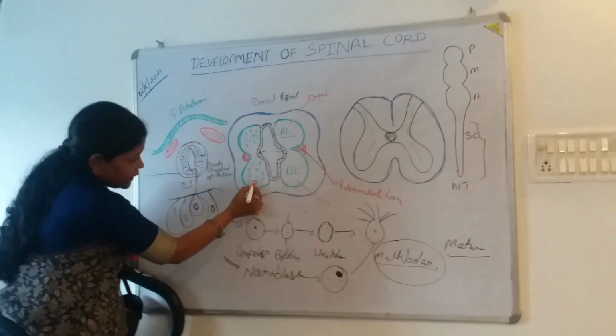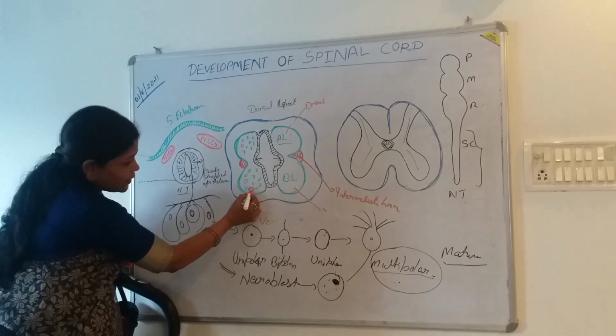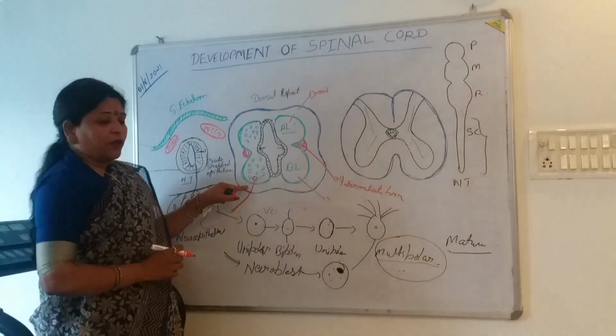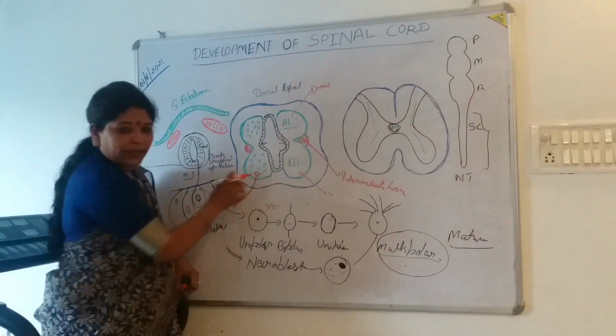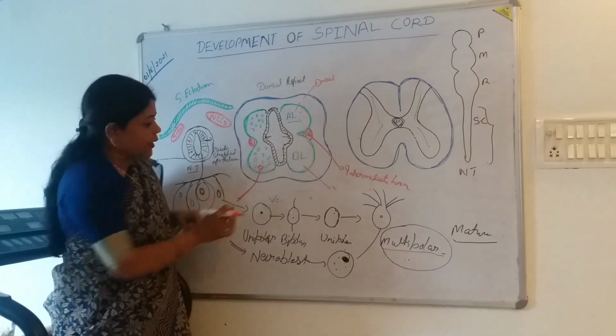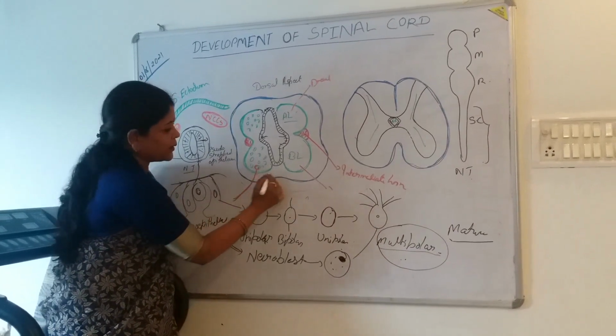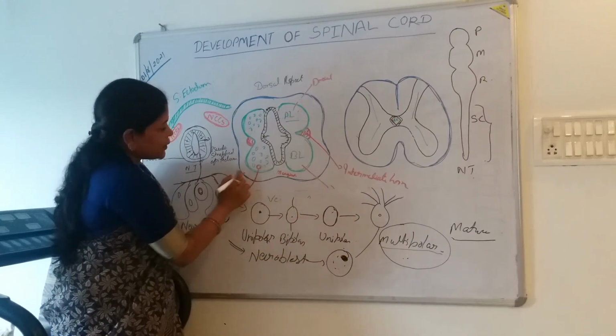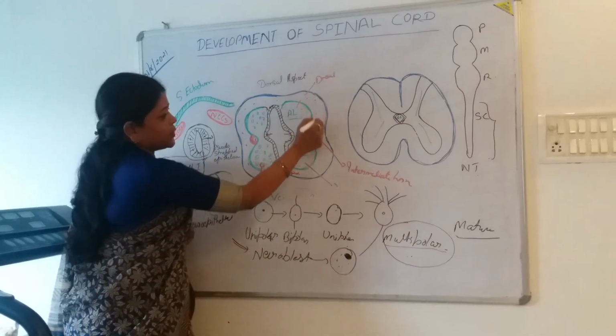Now the neurons which are present here, the axon which is coming out like this, what will it do? Some part of the axon of this neuron is present in the marginal layer. This is the marginal layer. Okay. This red one, this is the marginal layer.